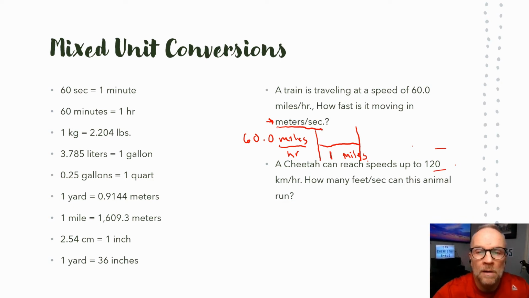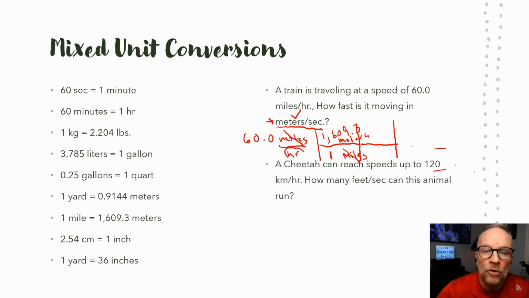So we're going to change the miles to meters first. So we'll put miles on the bottom so it'll cancel out. And then we got to find something that we can convert miles to. Can we go from miles directly to meters? And as it turns out, we can, because we have that conversion. 1 mile is equal to 1,609.3 meters. Okay, so that's going to be easy, right?